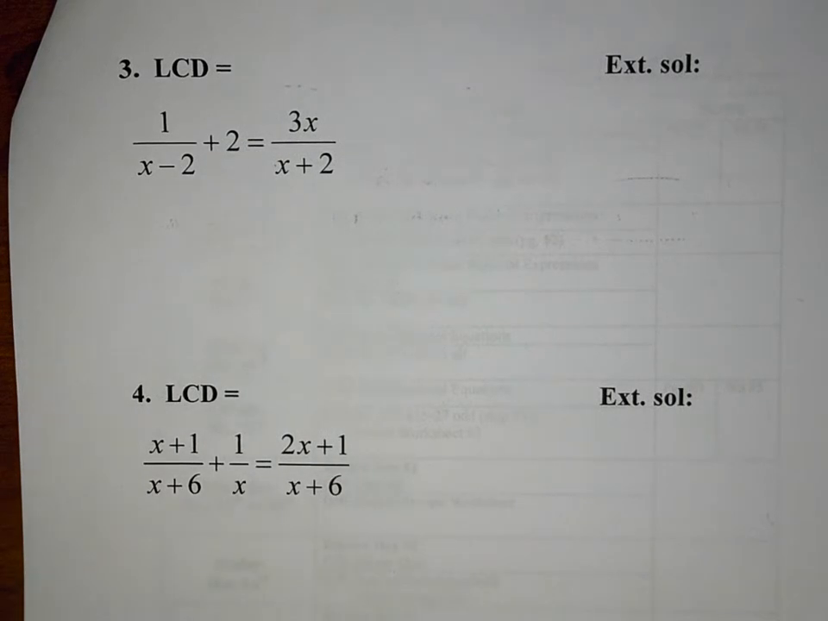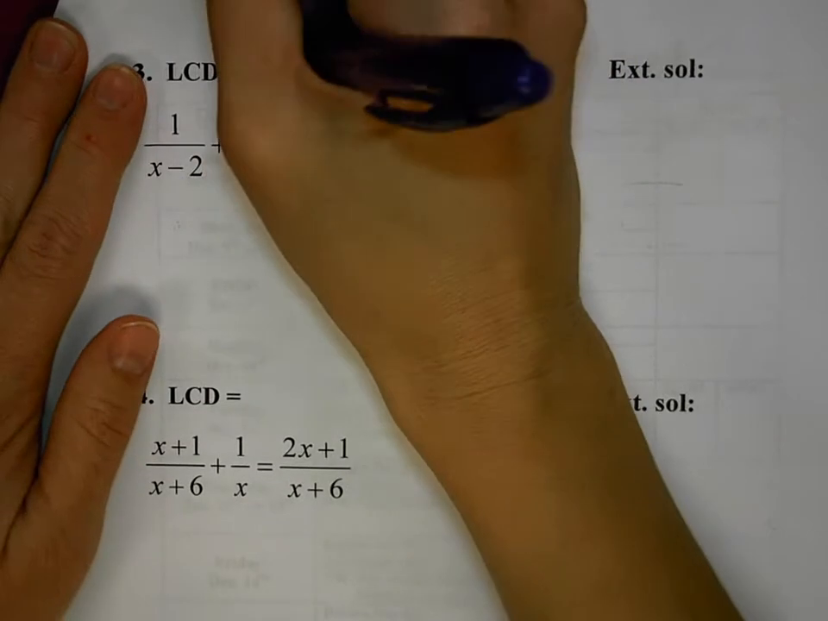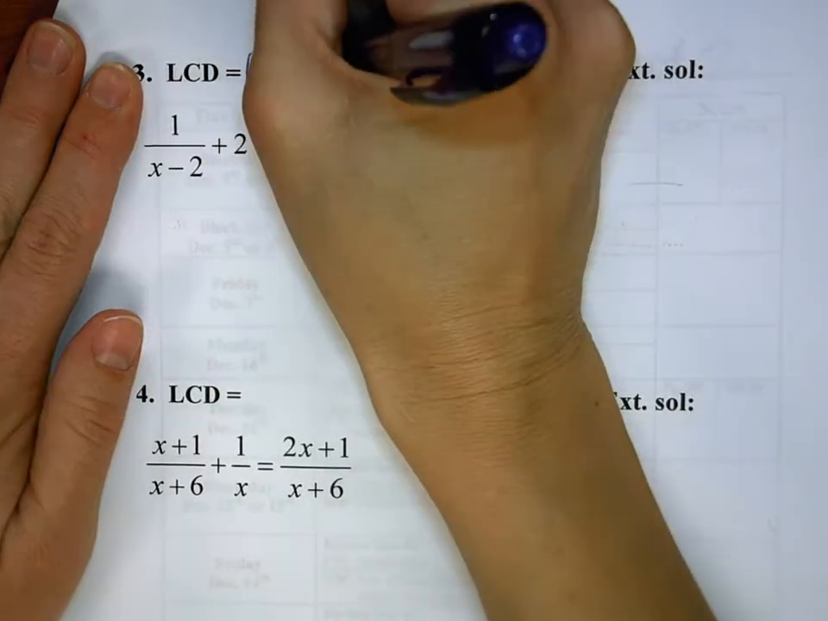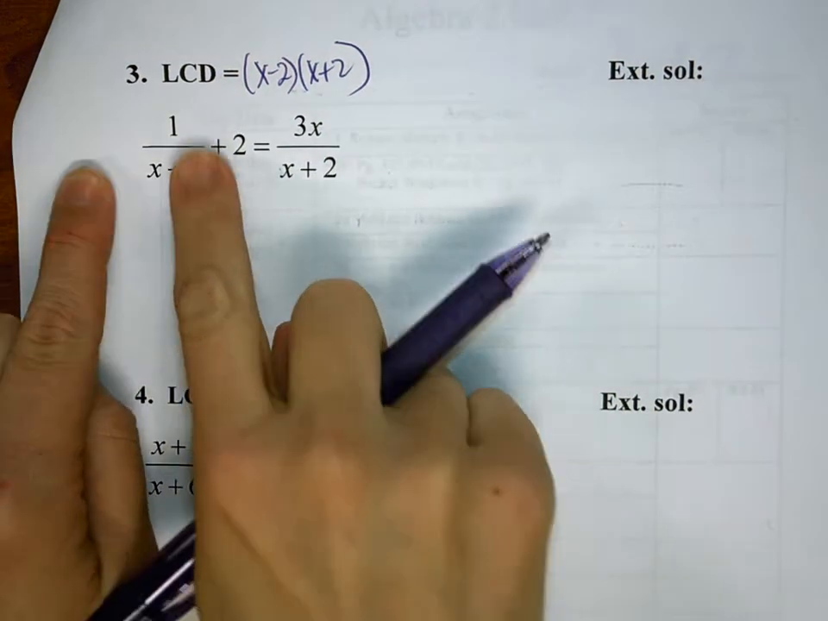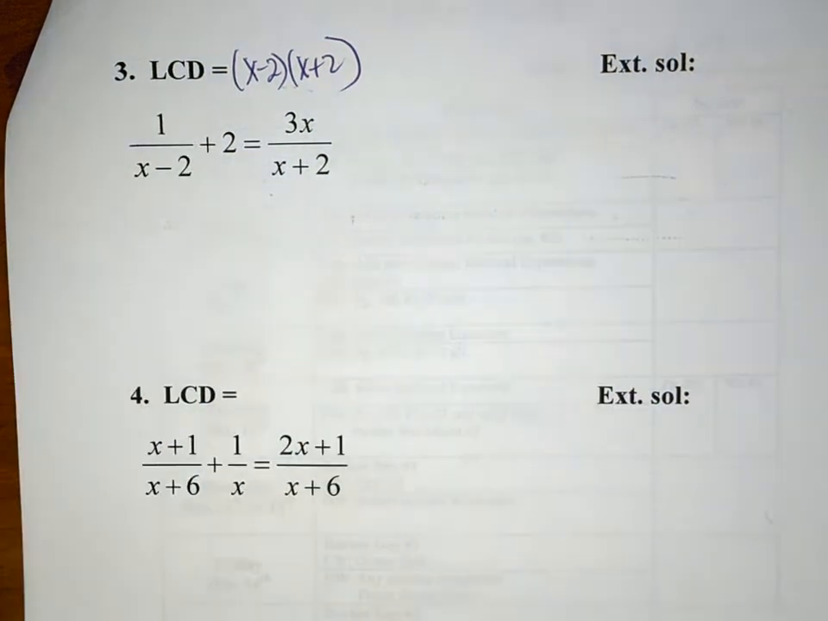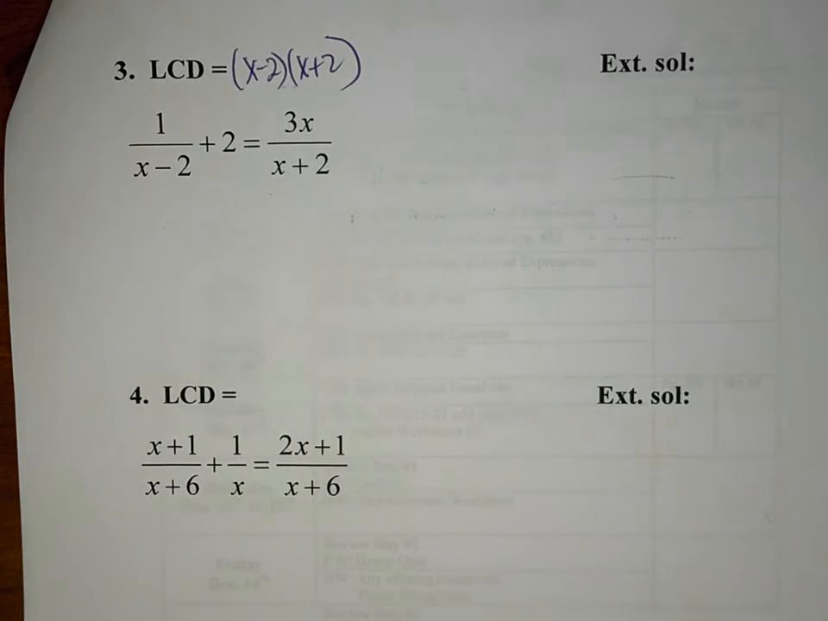Example 3. For a popsicle stick, who can tell me what my LCD is on example 3? He is not here. Hessie Sai, what's my LCD on this problem? X minus 2 and x plus 2. Perfect. X minus 2 and x plus 2 is correct. Remember that these stick together like glue, so a minus 2 and a plus 2 are totally different. You need to multiply by both of them.